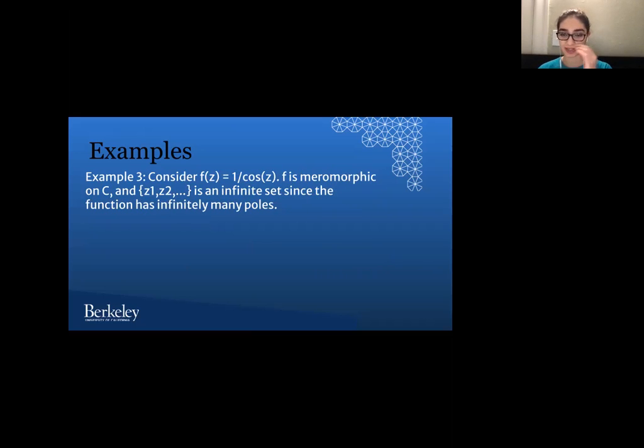Consider the function f of z equals 1 over cosine of z. f is meromorphic on C, and there are infinitely many poles, which I think is interesting. The important point here is that the poles don't accumulate. In other words, they form a discrete set of points. In particular, the poles exist when cosine of z is 0, and this happens when z is pi over 2 times 2k plus 1, where k is an integer. So basically, these points are spread out. They are sparse, and they don't accumulate. And that's why this function is indeed meromorphic.